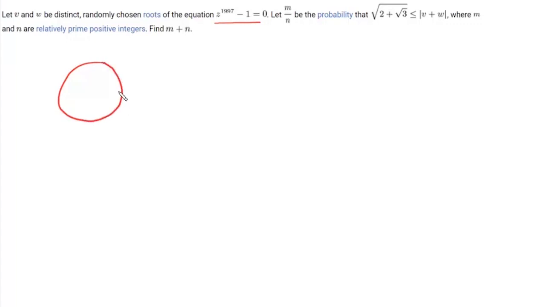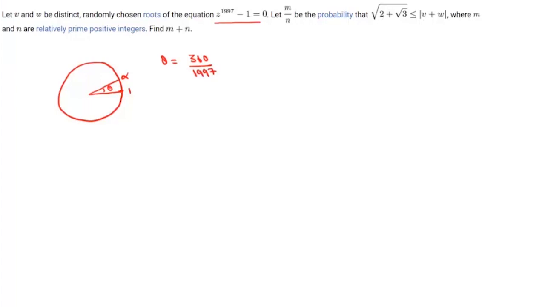Now basically these are nth roots of unity. One of the roots is 1, and then we have alpha, alpha square and so on. If we find the angle between any two successive roots, and suppose that is theta, this angle is given by 360 divided by 1997. So that is the smallest possible unit of angle. Now we need to choose two roots v and w such that mod of v plus w is greater than or equal to root of 2 plus root 3.